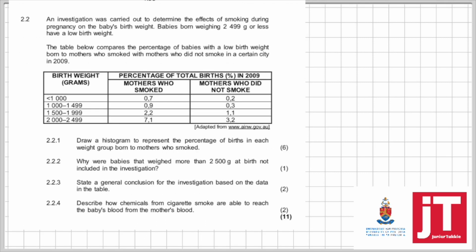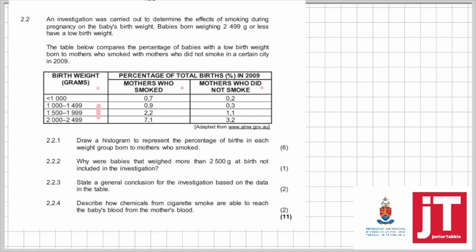Let's look at the investigation question. An investigation was carried out to determine the effects of smoking during pregnancy on the baby's birth weight. Babies born weighing 2,499 grams or less have a low birth weight. The table below compares the percentage of babies with a low birth weight born to mothers who smoked with mothers who did not smoke in a certain city in 2009. There's your birth weight, percentage of total births for mothers who smoked, mothers who didn't smoke. There are the different birth weights in grams.